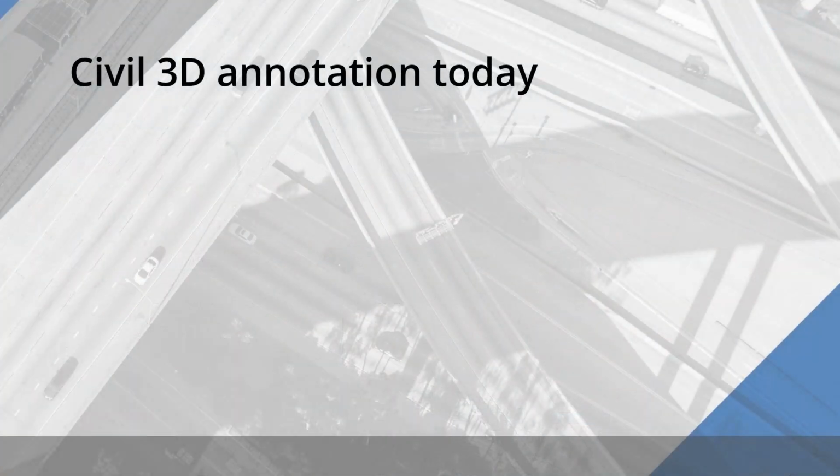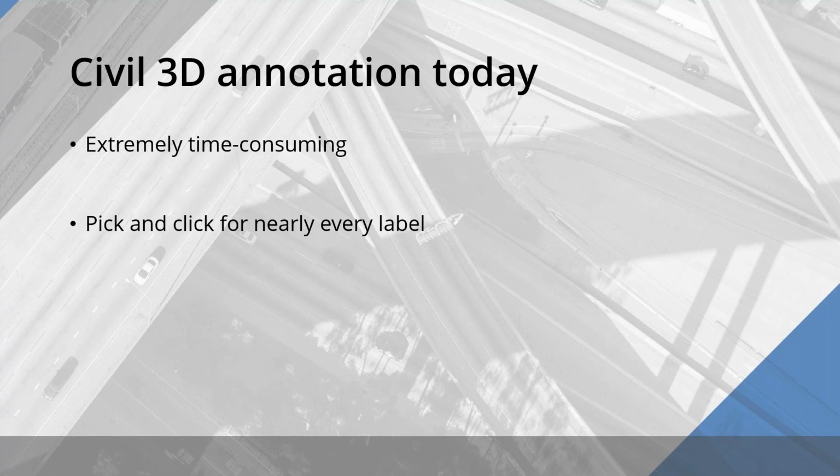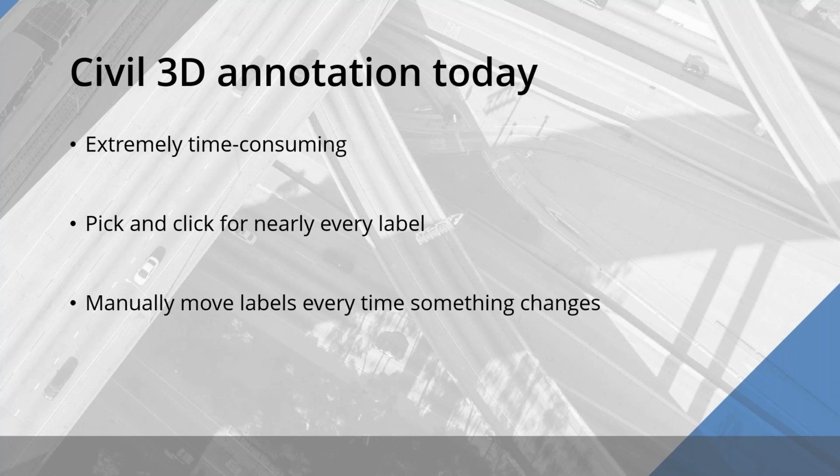So what is annotation or labeling like in Civil 3D today? When I think of this, I think of it being very time consuming. Why is it time consuming? Because you have to pick and click almost every label. Some label types you can insert multiple ones at once. You can insert one and then kind of copy it around, but it's a pretty tedious exercise.